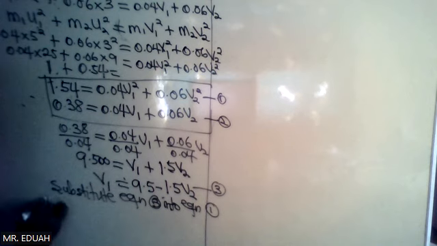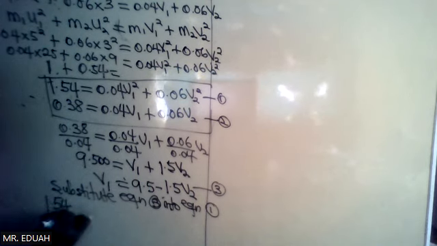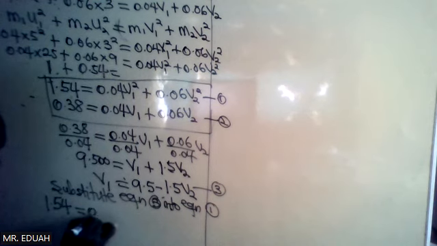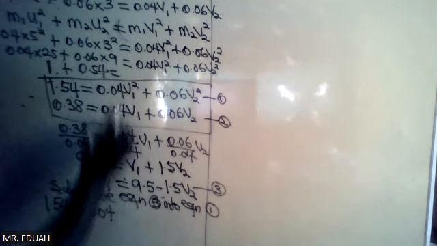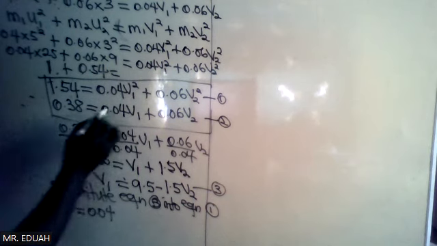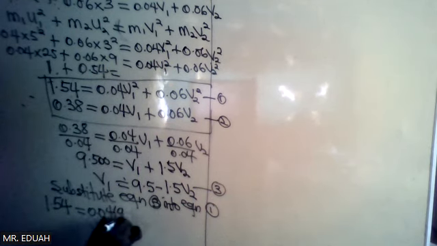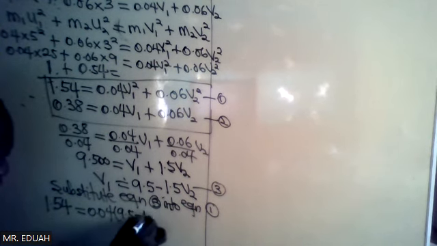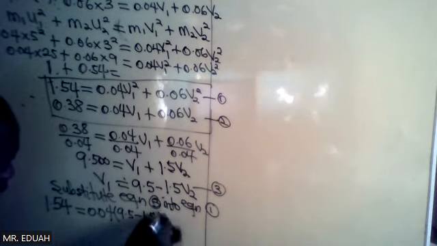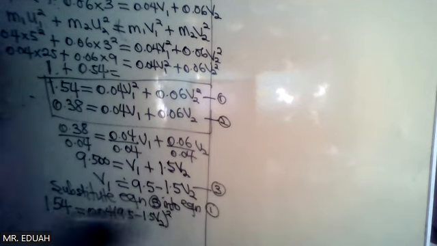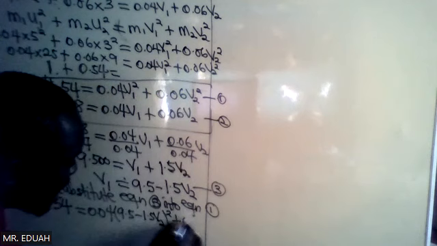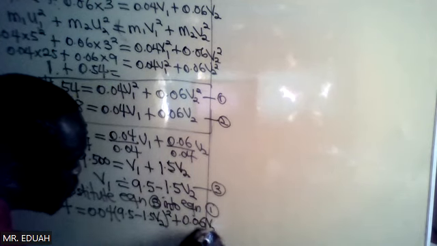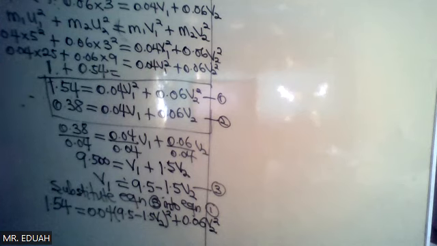So 1.54 is equal to 0.04, this is V1 squared, so 9.5 minus 1.5 V2 squared, then plus 0.06 V2 squared. When you are doing this, you have to watch very well, because when you are not careful, you can easily commit an error.